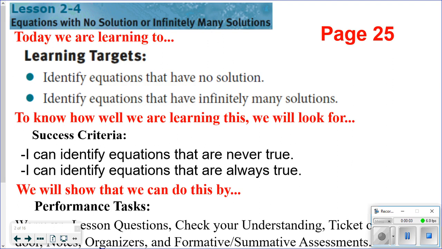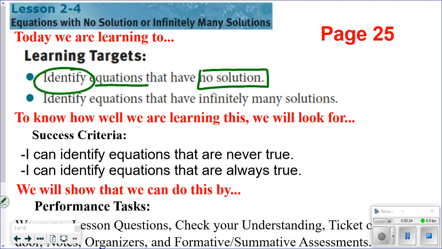Open your book to page 25. We are starting in lesson 2 for today. It's called Equations with No Solution or Infinitely Many Solutions. So we have two learning targets. The first one is to identify equations that have no solution.